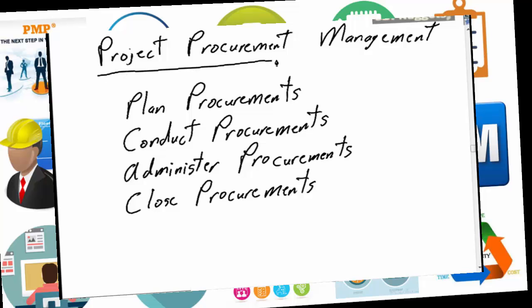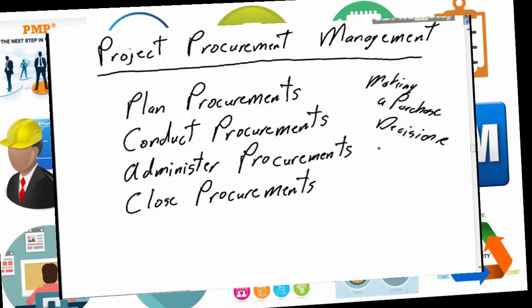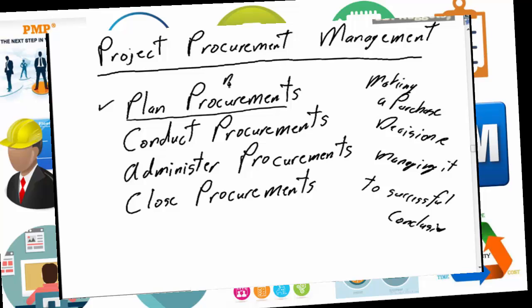To conclude this nugget on project procurement management, it's all about making a purchase decision and then managing it to successful conclusion. The first step is determining what it is you need to buy, doing the make or buy determination. Your project needs an X. Is it more efficient to make the X using internal resources, or should you go out and buy the X?